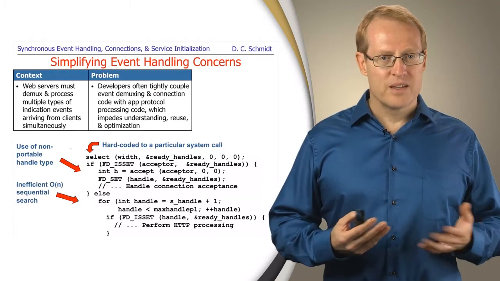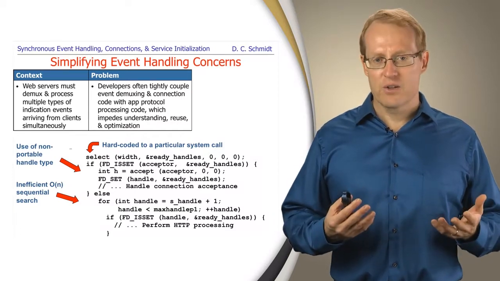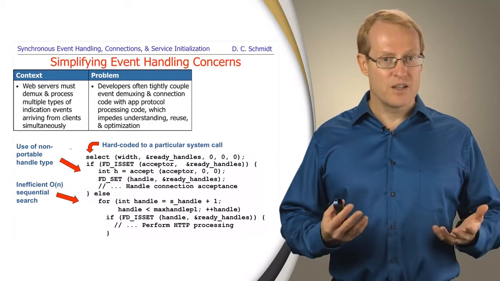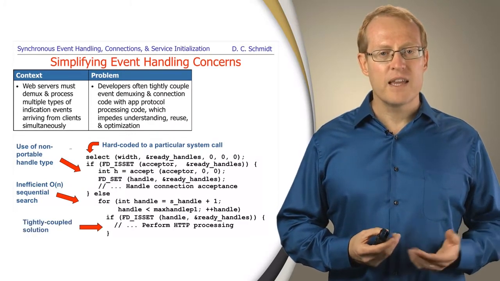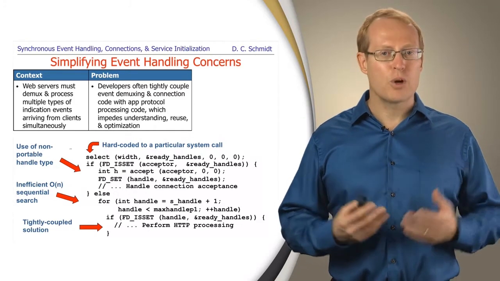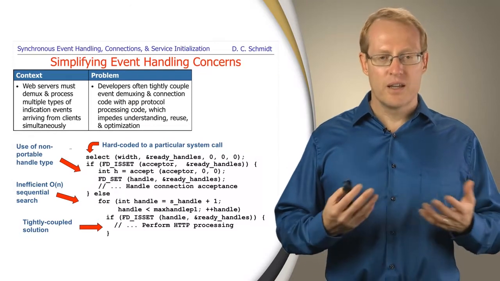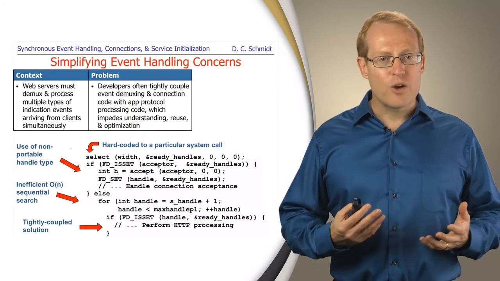We're also using sequential linear search to look through all the handles to find handles where activity has occurred, sources of events coming in. That'll take a long time if there are a lot of connected clients. And then finally, we also tightly couple the HTTP protocol processing with the connection establishment, service initialization, and event demultiplexing. So how can we get around these problems?